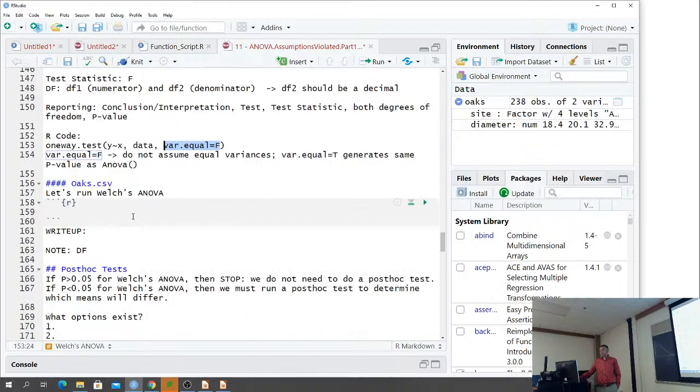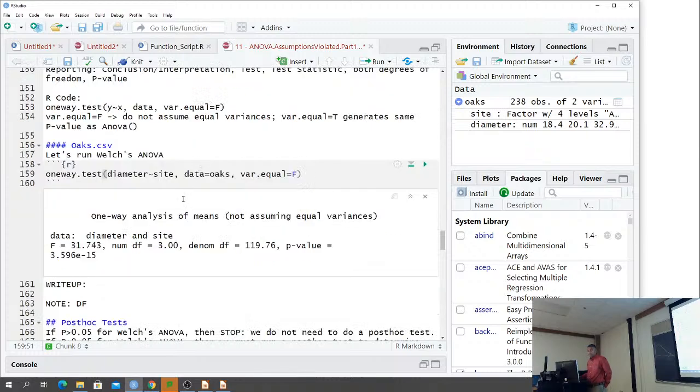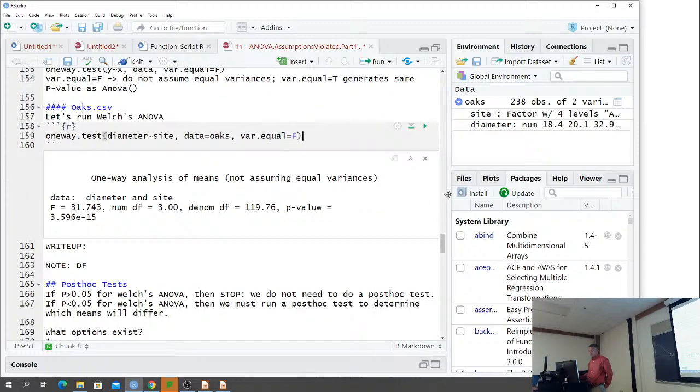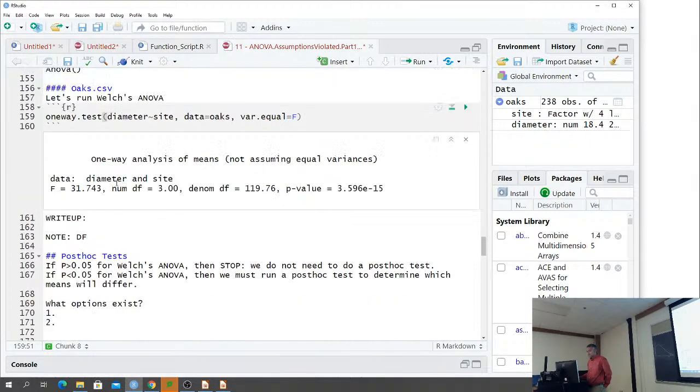So here's our Oaks. Let's run our Welch's Anova and see what it looks like. So we're going to run oneway.test. It's built in to R, so we didn't have to load anything. We're testing the diameter of our trees as a function of site. We find it in the Oaks data set, and then var.equal equals false. And that's our default. So I run it, and I get this output. Rerun it, see if I can get it all on. There we go.